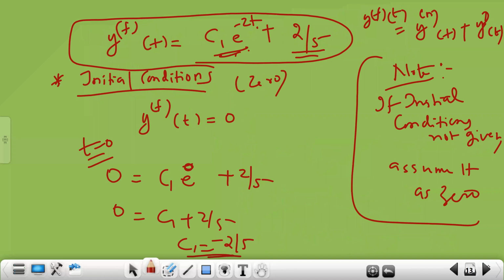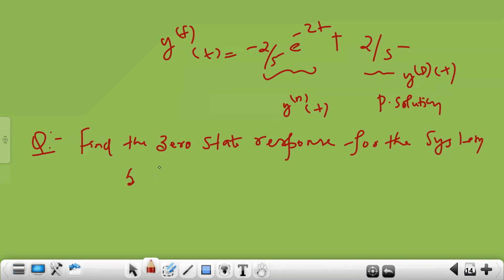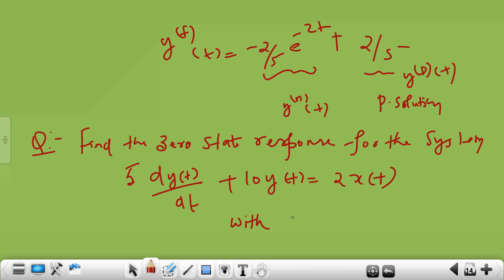Okay, one more question. Find the zero state response for the system given by 5 dy of t by dt plus 10 y of t equal to 2x of t with input x of t equal to e raised to minus t u of t.